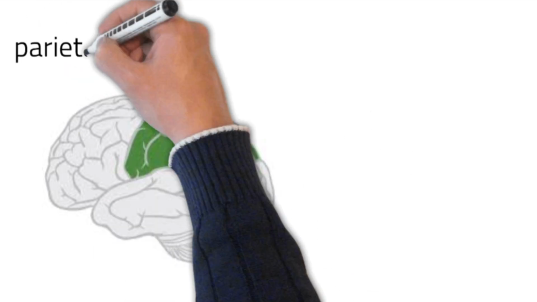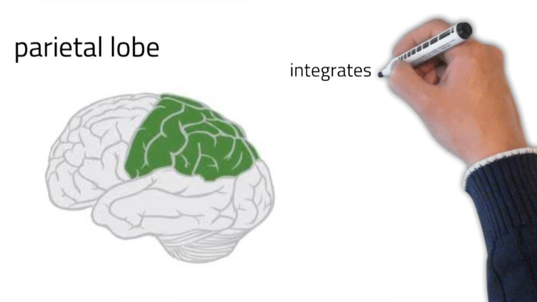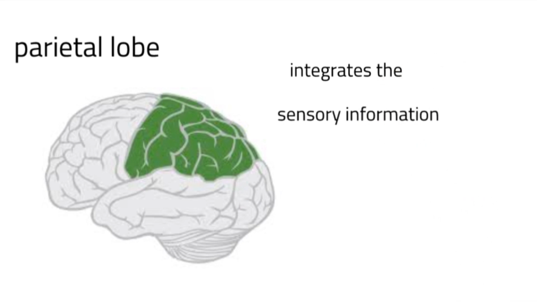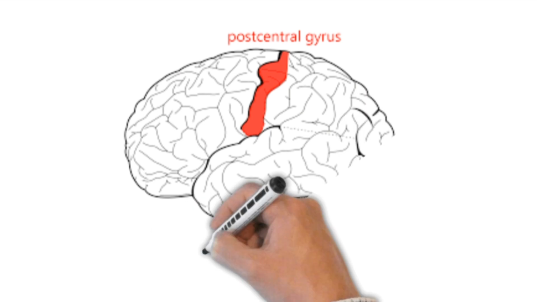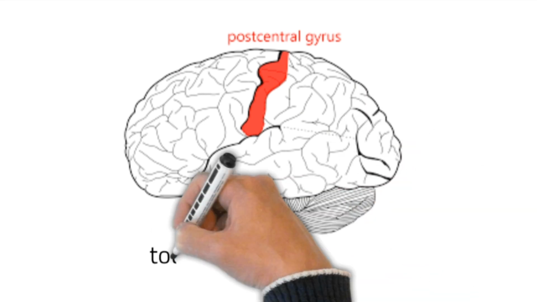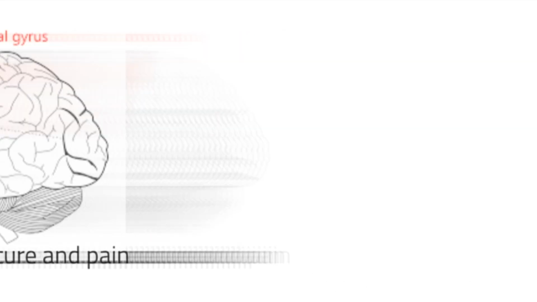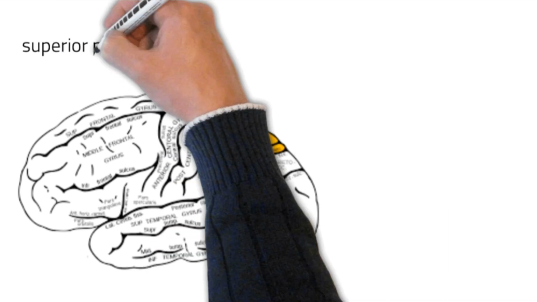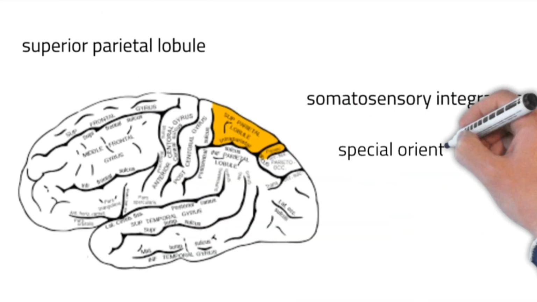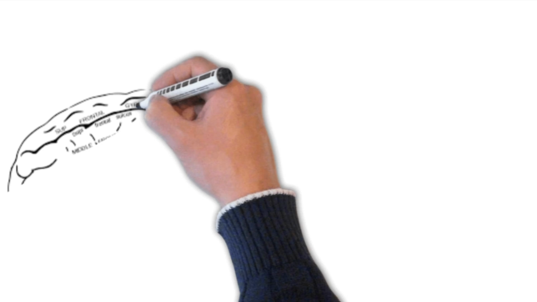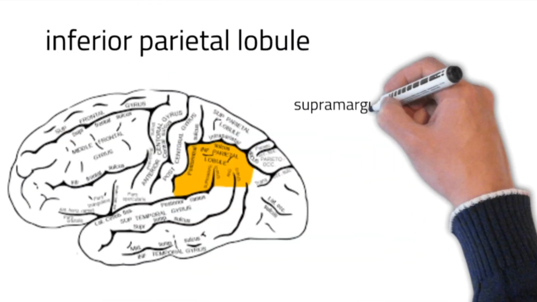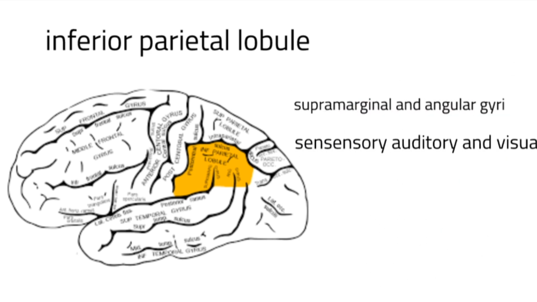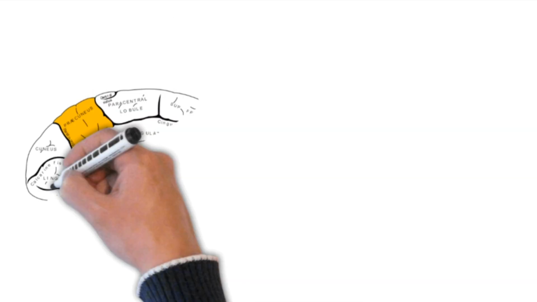The parietal lobe, located behind the central sulcus, integrates sensory information and is key for spatial awareness. The post-central gyrus is the primary somatosensory area, which interprets touch, temperature, and pain. The superior parietal lobule is involved in somatosensory integration and spatial orientation. The inferior parietal lobule contains the supramarginal and angular gyri, which blend sensory, auditory, and visual inputs.